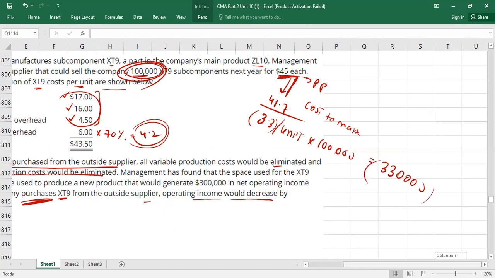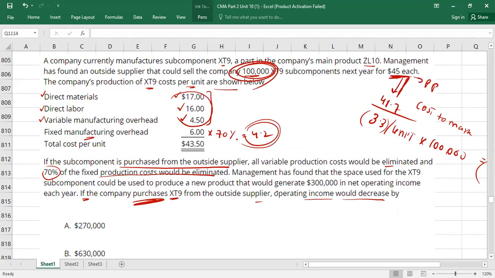Now what they are telling you? Let's read the next question. There also, because question is not yet completed. First, I told you what you will lose. You will lose 330,000. On the other side, they're saying that the management has found that the space used for XT9, whatever space you are using, because you are going to buy from outside, so space will be free that you can maybe use somewhere else. So they're saying the management has found that space used for XT9 subcomponent could be used to produce a new product. This space, which will be free now if you buy from outside, can be used to manufacture another product that would generate $300,000 in the operating income.